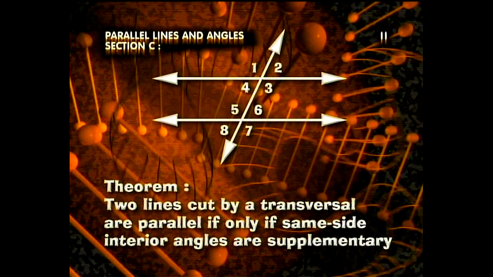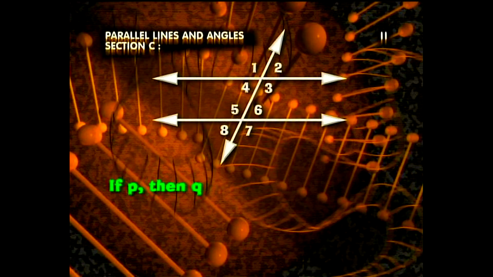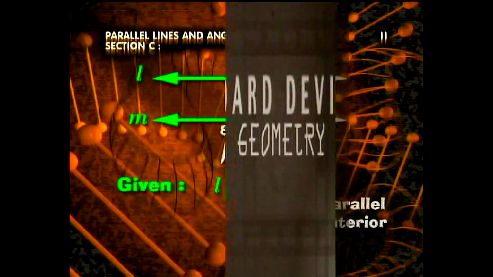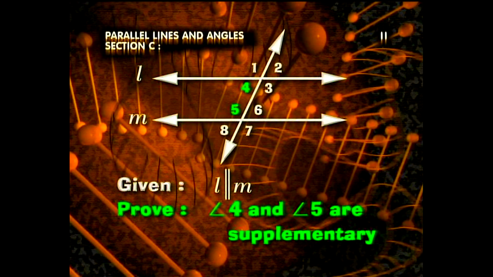Like the if and only if statement we just proved, we know that this is really two statements in one. The first statement, the if P then Q part, is if a transversal cuts two parallel lines, then the same side interior angles are supplementary. Let's go ahead and prove this theorem. We'll get to the second part in a minute. Given that line L is parallel to line M, we want to prove that angles 4 and 5 are supplementary.